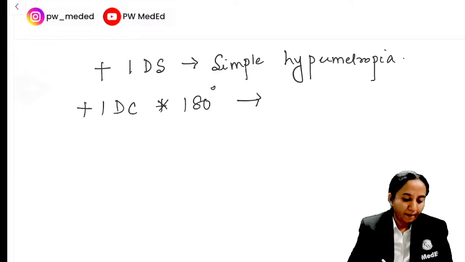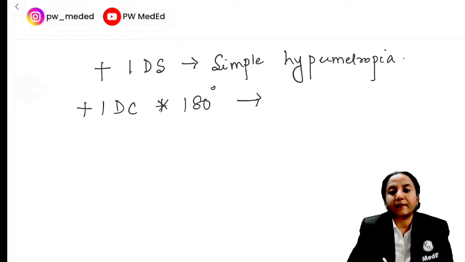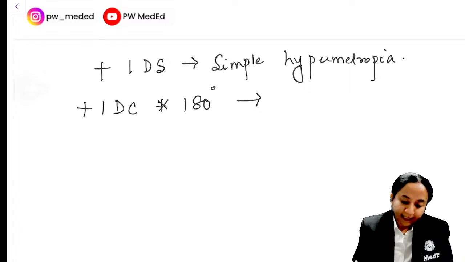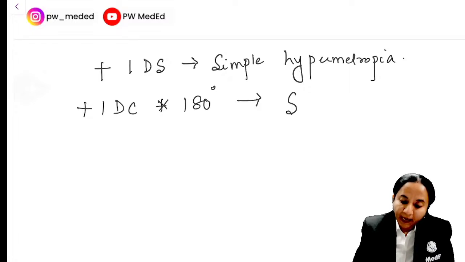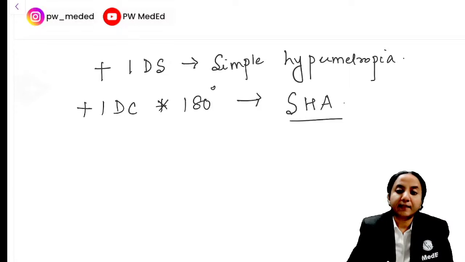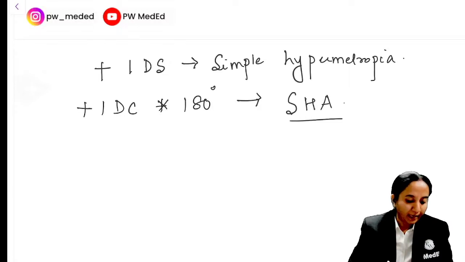If I have plus 1 diopter cylinder at any axis, 180 or 90, then what are we going to call this? This is going to be simple hypermetropic astigmatism, that is SHA.